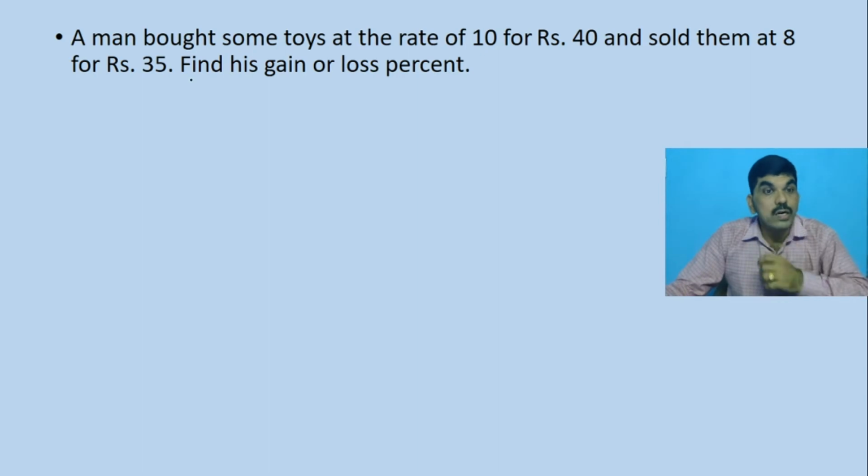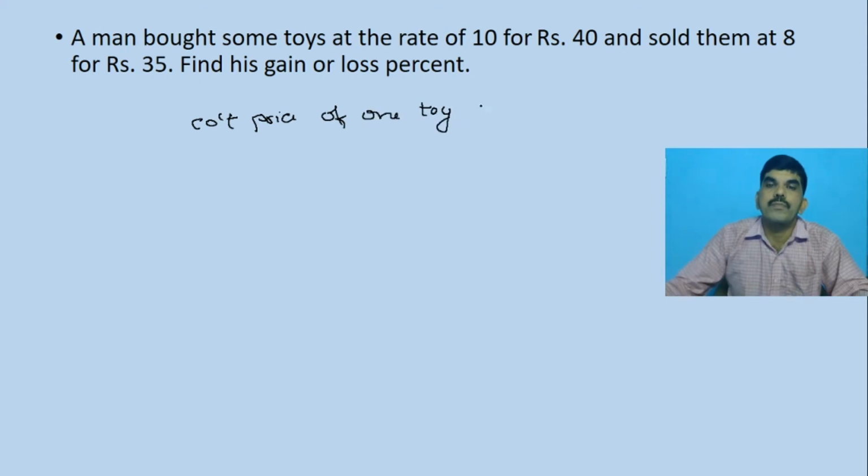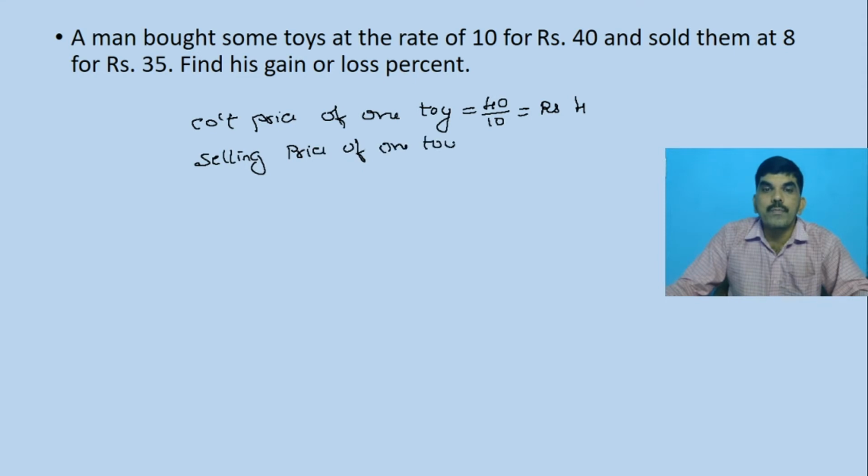So here a man bought some toys at a rate of 10 for 40 rupees. So what is the cost price of one toy? For 10 it is 40, so 40 by 10, that is rupees 4. So the cost price of one toy is rupees 4. He sold them at 8 for 35. So the selling price of one toy is 35 by 8.